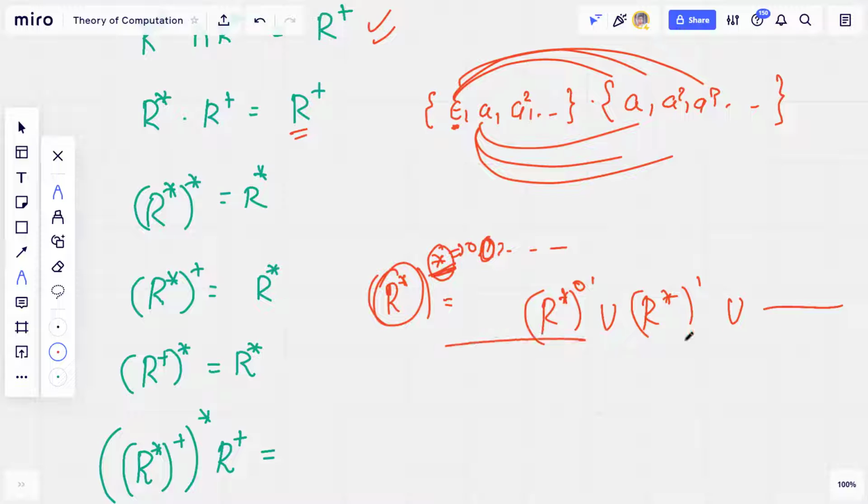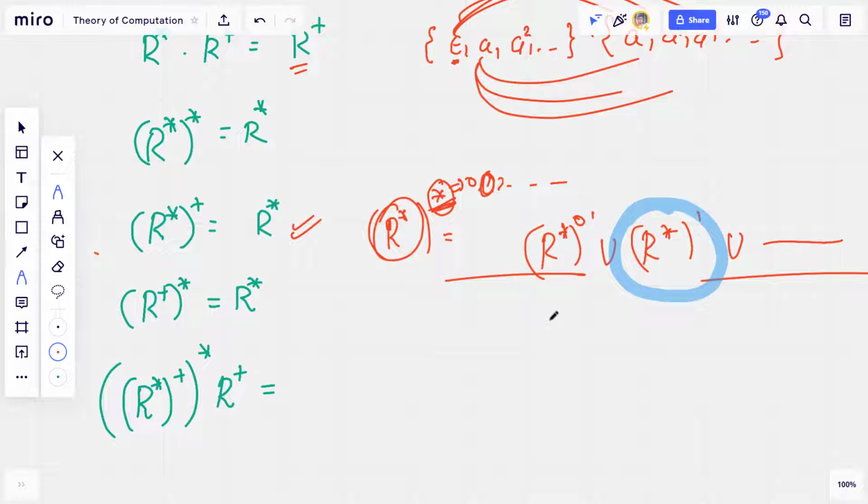See, I don't care what lies here. I don't care what lies here. Only this guy is enough to give me all the possible strings. This guy is enough to give me all the possible strings. So it will be R star only. Okay, cool. Even if you multiply R star with R star, you are not going to get any more strings. R star in itself contains every possible length string.